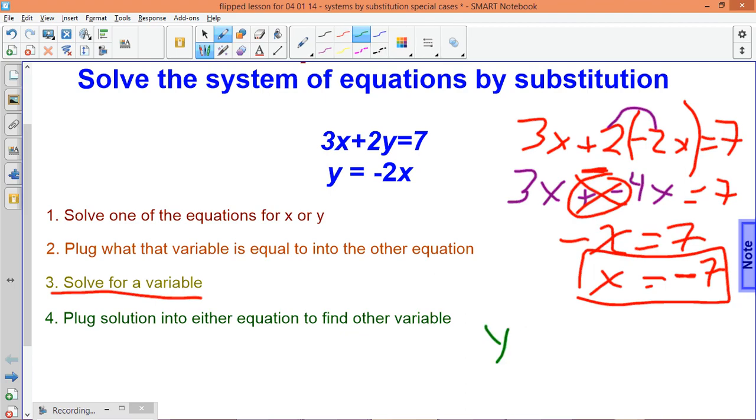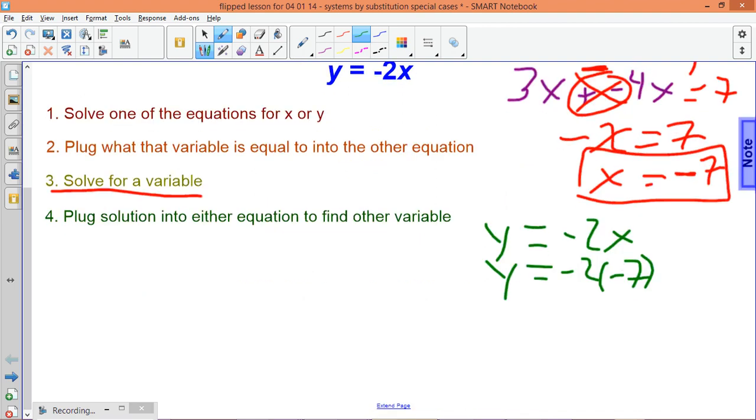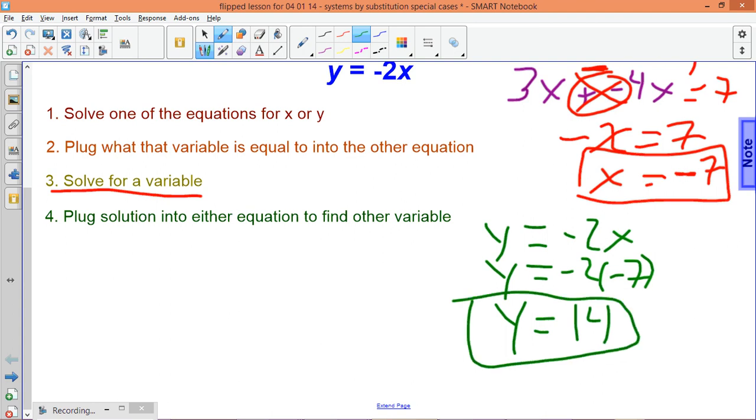Y equals negative 2x. But x is negative 7, so y equals negative 2 times negative 7. And I get that y equals positive 14. Now, the temptation here is to box your answer and call yourself done, but I'm not actually done because a system of linear equations has a solution that is a coordinate pair. So I write it like this: negative 7 comma 14 is my solution.